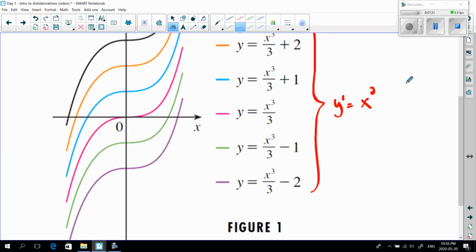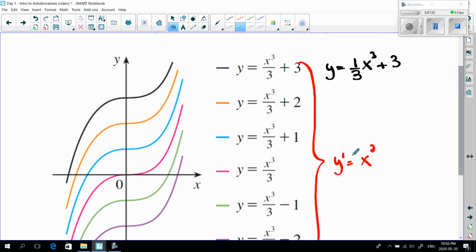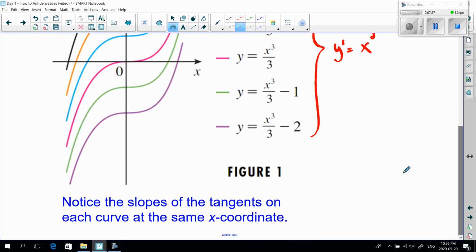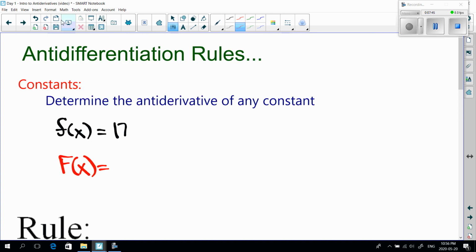So this antiderivative actually represents a family of curves. It says notice the slopes of the tangents on each curve at the same x coordinates. If I drew a tangent here, here, here, those tangent lines all have the same slope. It wouldn't matter where I drew them, as long as it's at the same x value, the slope of the tangent line would be the same.